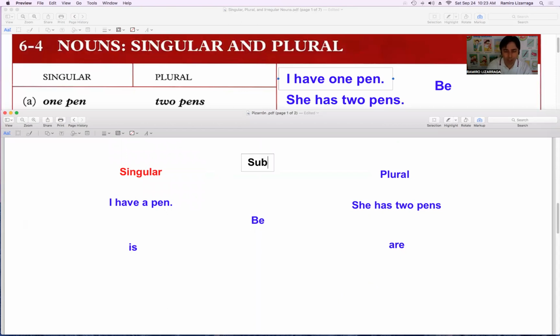So take a look at this. Let me write the subject, the verb and the object right here. The subject is singular. The verb has is singular, but the object is plural. In this case, the verb can be seen as plural, have, but I is singular, and a pen, the object right here, is singular.